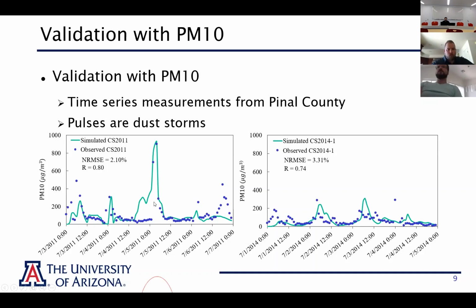And if you see a pulse in PM10 concentration, this means we had a dust storm here. So for example, this one is July 5th, 2011. This is case C in our case studies. And the other one, 2014, is also here. So you see two pulses here, two back-to-back dust storms we had. They were smaller than this case.